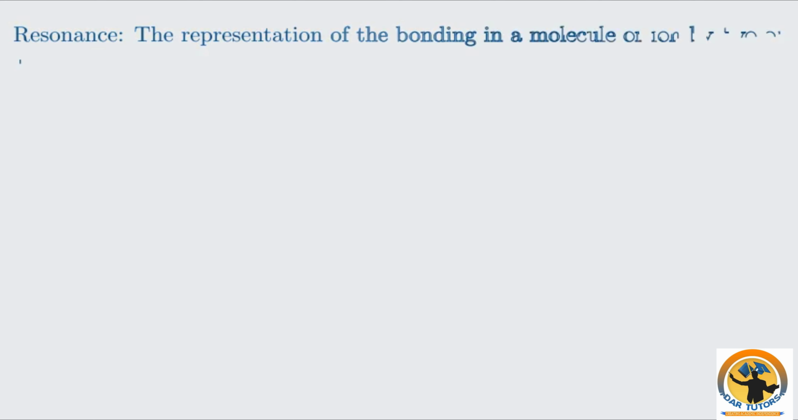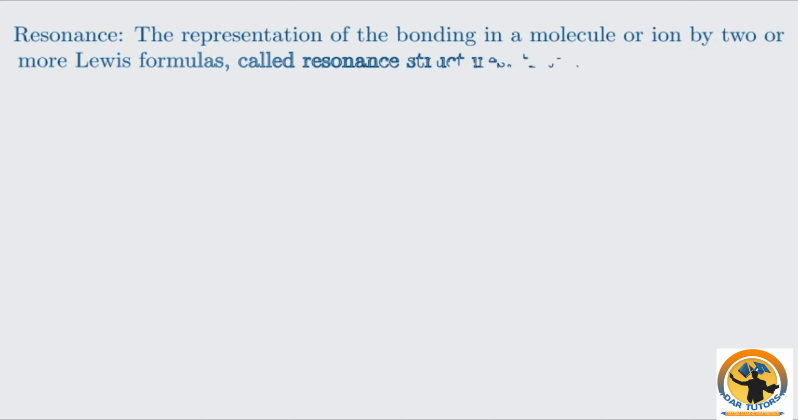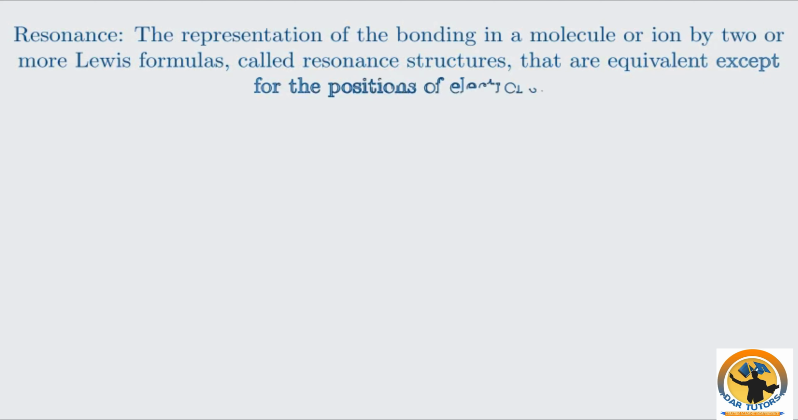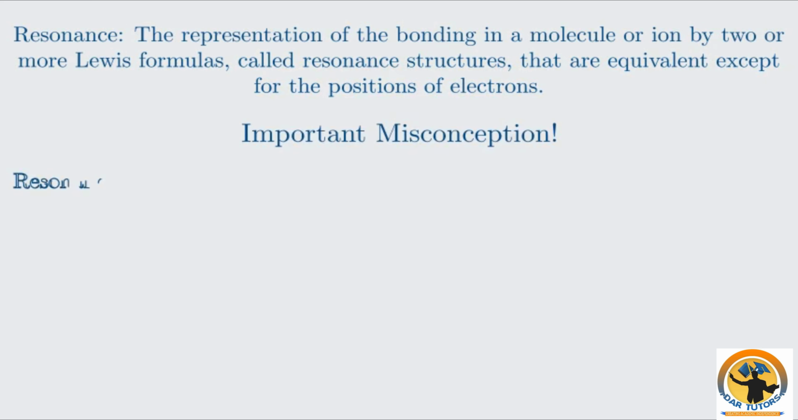Our final topic for today is resonance, another essential concept in describing the bonding in many molecules and polyatomic ions. Resonance occurs when the true structure of a molecule or ion cannot be represented by a single Lewis formula. Instead, we must draw 2 or more Lewis structures, called resonance structures, and consider the true structure to be an average or hybrid of all of them. This is a common misconception, so pay close attention.